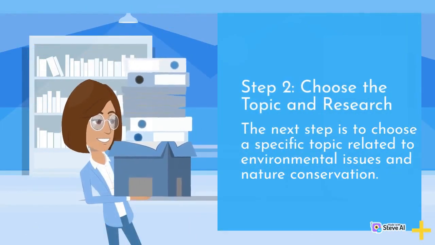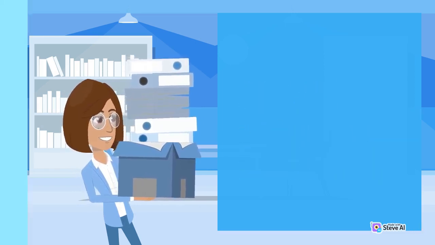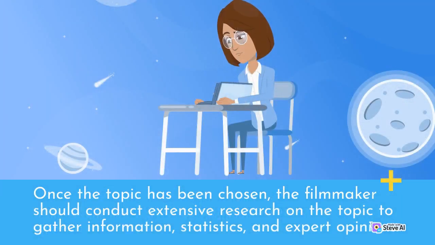Step 2. Choose the topic and research. The next step is to choose a specific topic related to environmental issues and nature conservation. This could include topics such as climate change, deforestation, wildlife conservation, or ocean pollution. Once the topic has been chosen, the filmmaker should conduct extensive research on the topic to gather information, statistics, and expert opinions.